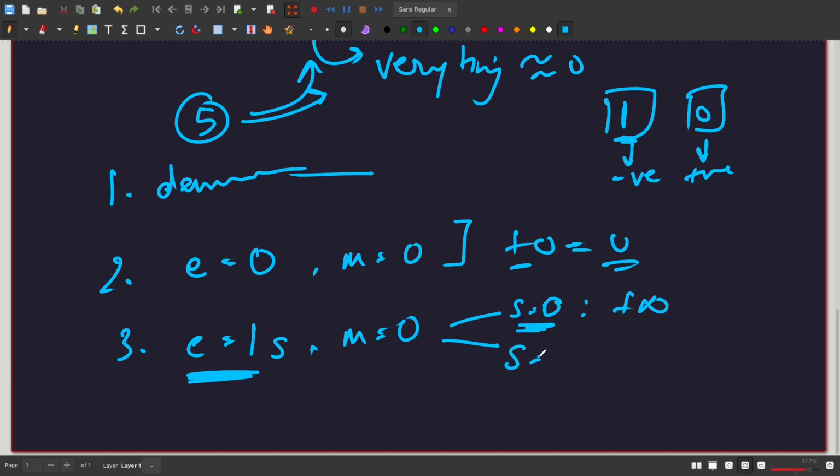Makes sense. If the sign bit is 1 and the exponent bits are basically all ones, then that just makes sense. It's negative infinity. Very obvious. Now there's a fourth case which is also very interesting.